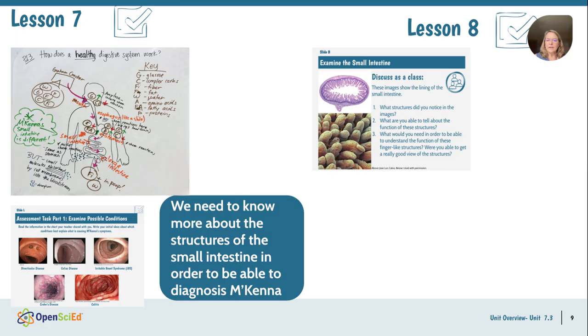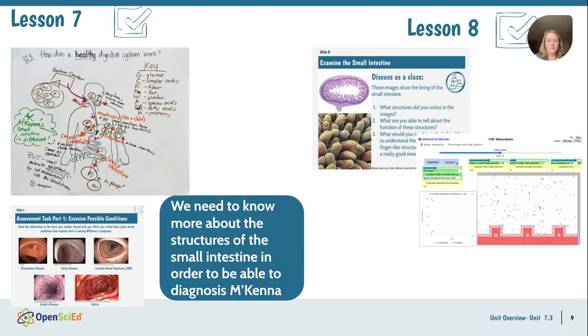So in lesson 8, we begin by analyzing some microscopic images of the lining of the small intestine and encounter the word villi as the name of the small finger-like structures along the wall of the small intestine. In order to figure out more about these villi and what they do, we use a simulation and find when villi are longer, more food is absorbed into the blood. This leads us to figure out that longer villi lead to more food absorption and shorter or flatter villi lead to less food absorption. With this new piece of data, we are able to diagnose McKenna as having celiac disease.